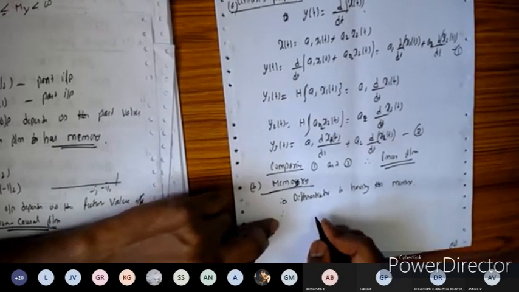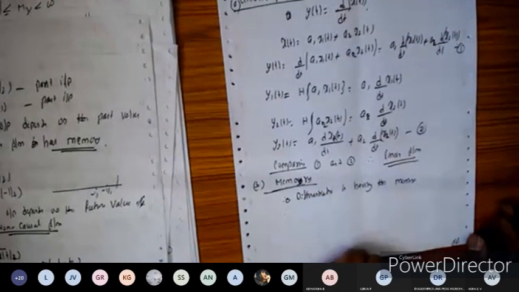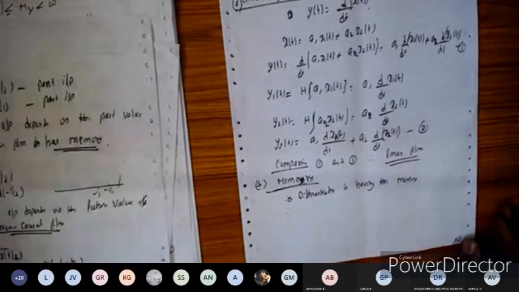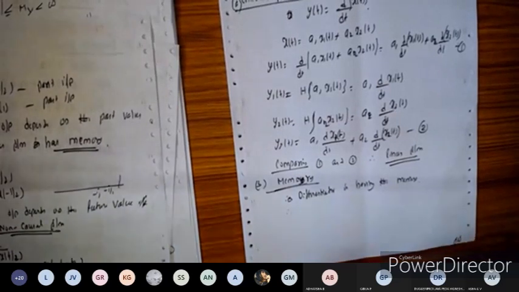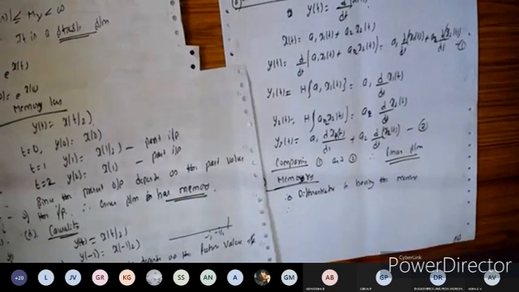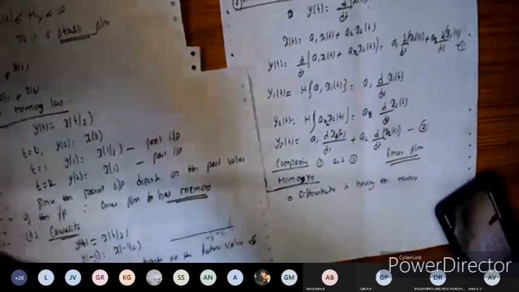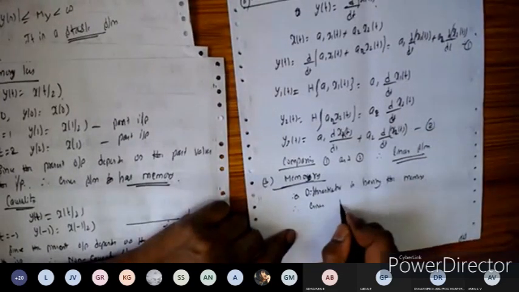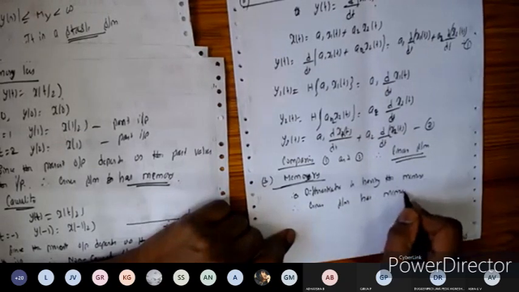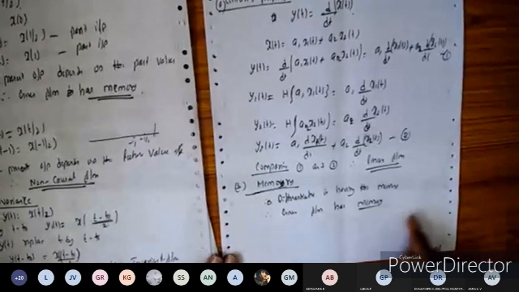Therefore, the given system has memory. Because all the differentiators have memory, the capacitor is an example of a differentiator, because it is going to store the energy from the past time, from infinity up to the present value. So it has memory here.